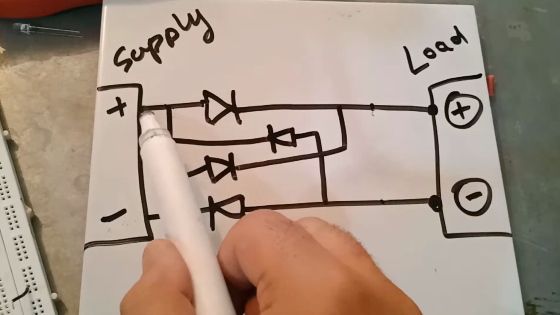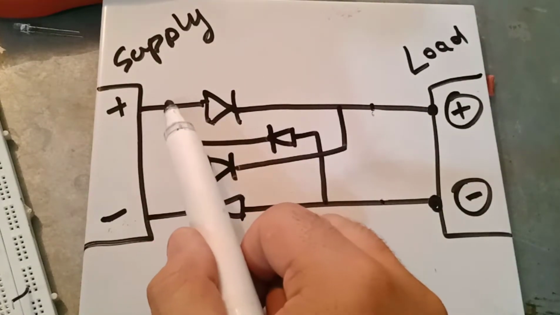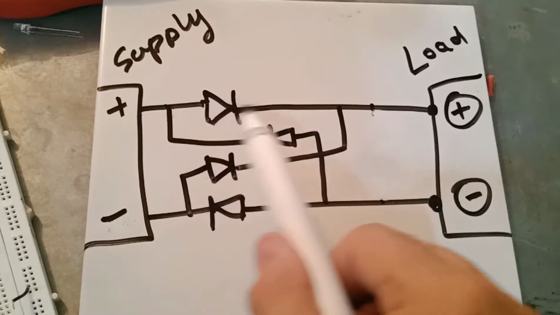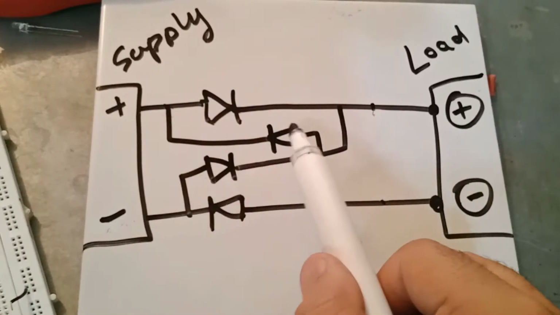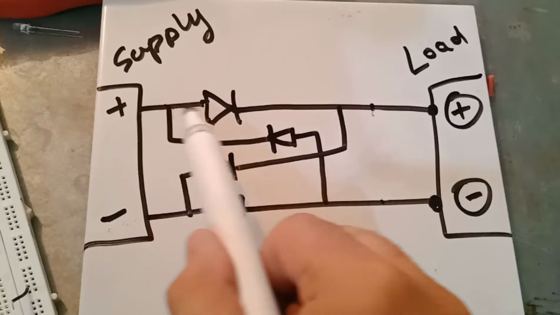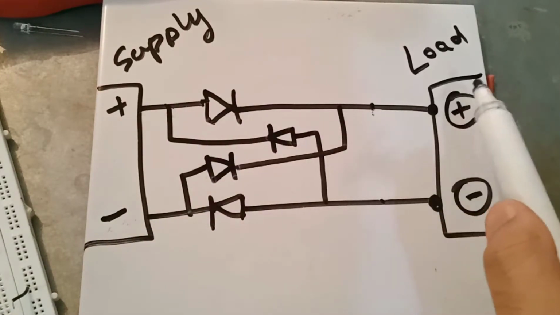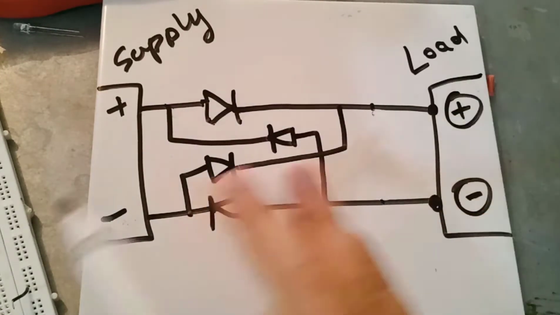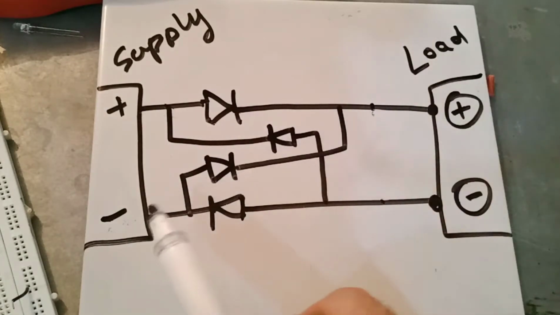So we can see that when positive current starts flowing and it reaches this junction, this diode is in the forward bias and this diode is in the reverse bias. So the positive current will go through this diode and will reach the positive end of the load. So that's done for the positive. Now let's talk about the negative.